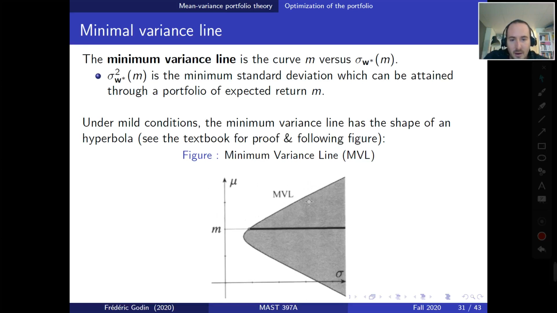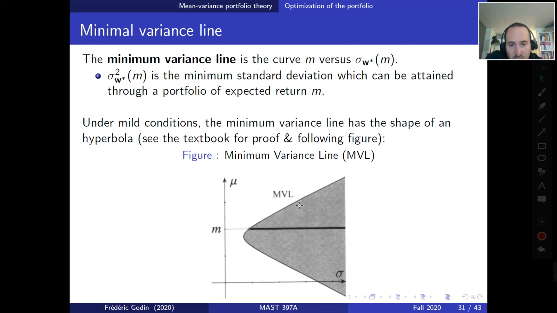Okay, so you have a curve like this. This picture is directly taken from the textbook. I want to acknowledge that I didn't make this plot, I just took it from the textbook. Here MVL stands for minimum variance line.